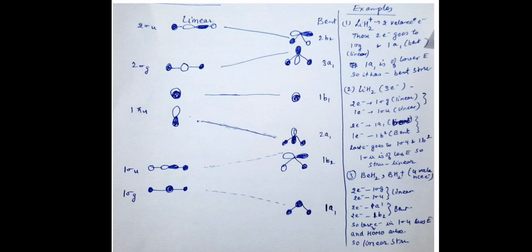What is the second molecular orbital? 1 सिग्मा यू और 1b2. इसमें जैसे ही 1 इलेक्ट्रॉन जाता है तो सेकंड वाले की लोअर एनर्जी किसकी है? बेंट की है कि लीनियर की? लीनियर की है, 1 सिग्मा यू की, तो लीनियर साइड पे रहेगा वो. इसलिए इसका शेप कैसा हो जाएगा? लीनियर साइड पे रहेगा. LiH2 में 3 इलेक्ट्रॉन हैं.